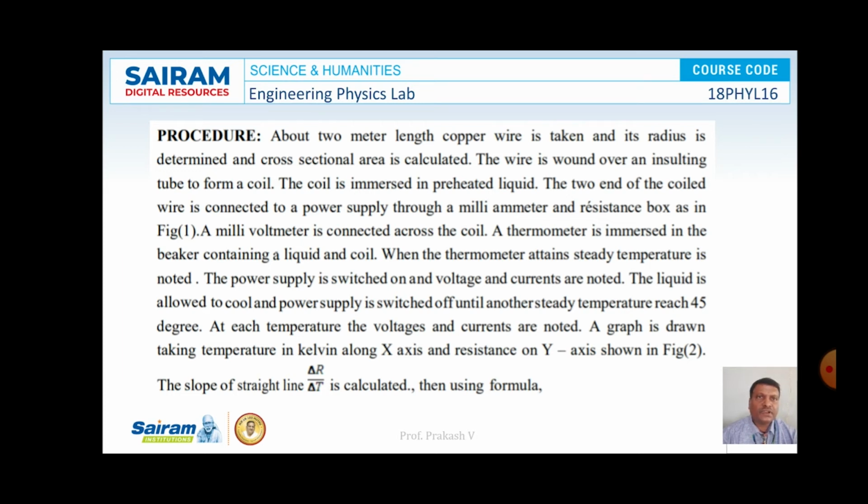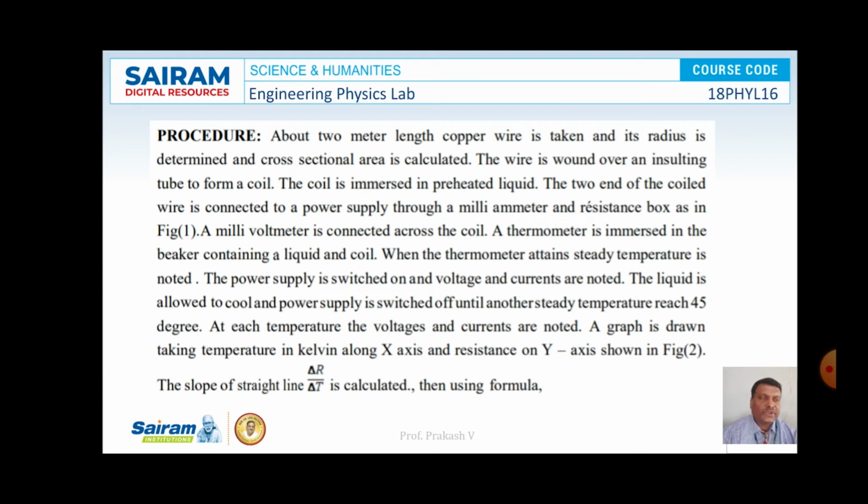The two ends of the coil are connected to a power supply through a milliammeter and a resistance box as shown in the picture. A millivoltmeter is also connected across the coil. A thermometer is immersed in the beaker containing the liquid and the coil. When the thermometer attains steady temperature, we are going to measure the voltage and current values.